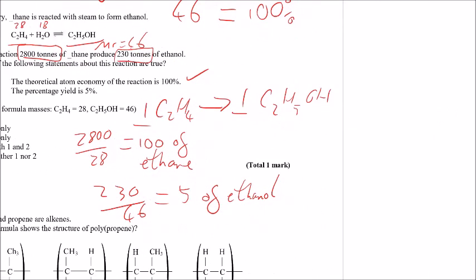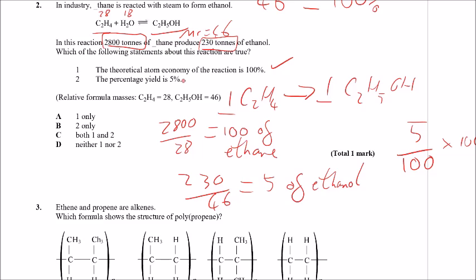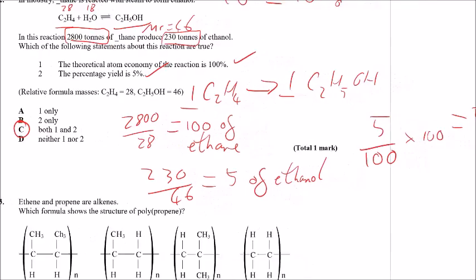Now if we then compare that 5 to 100, so 5 moles to 100 moles, and times it by 100, this will obviously equal 5%. So statement 2 is also true, so therefore the answer is C.